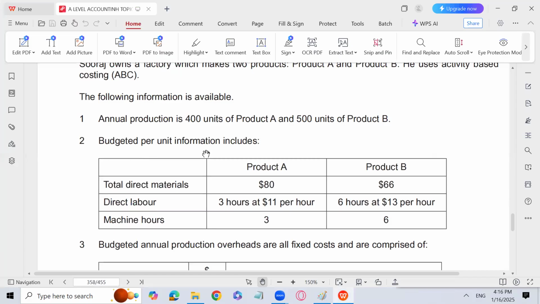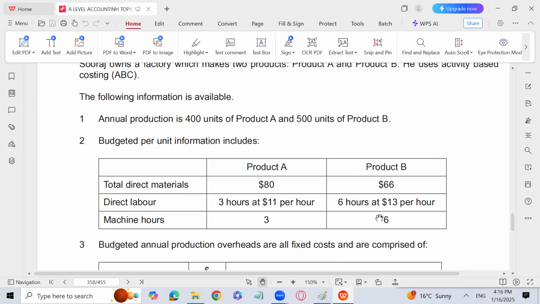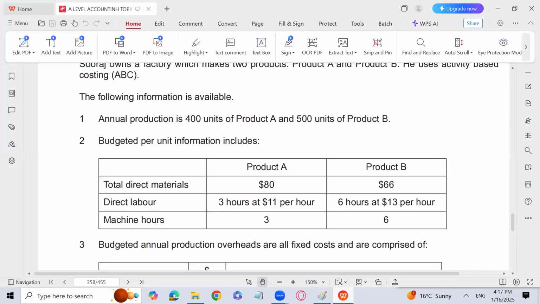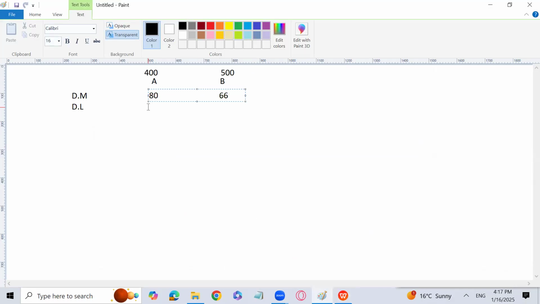Now, budgeted per unit information includes total direct materials 80 and 66. I told you that we have to go per unit because we calculate questions like that. So I'm going to write direct material, then direct labor. Direct material is 80 over here and 66 over here. Then I'm going to write the direct labor, which we have discussed: 33 and 78. 3 into 11 is 33, and 13 into 6 is 78.